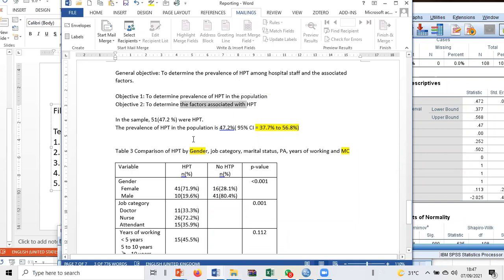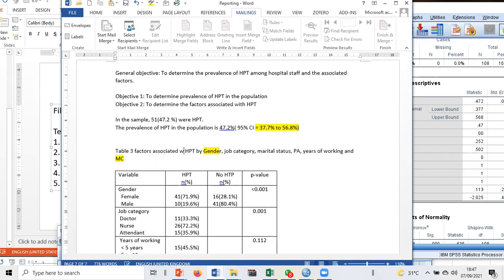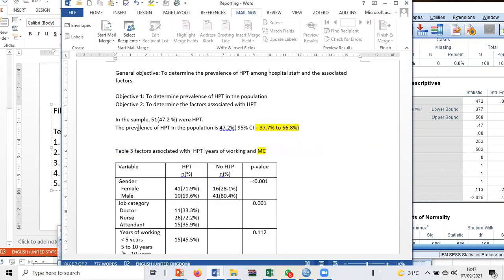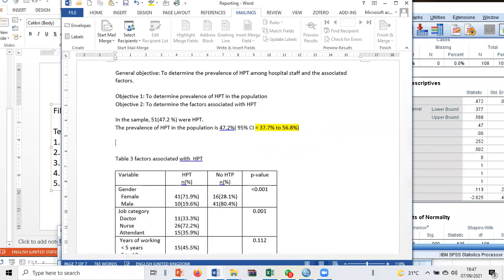Objective number two, determine the factors associated with hypertension. Right. So what test was used? In testing factors associated with hypertension, what analysis was used? Chi-square test was used.